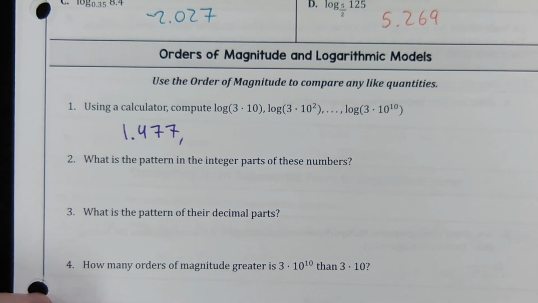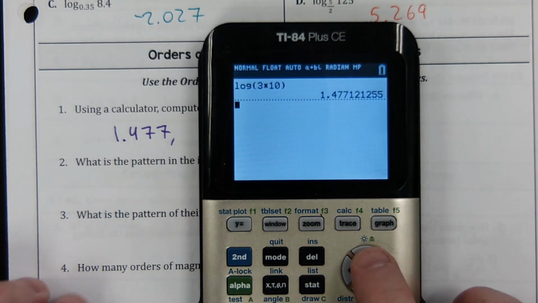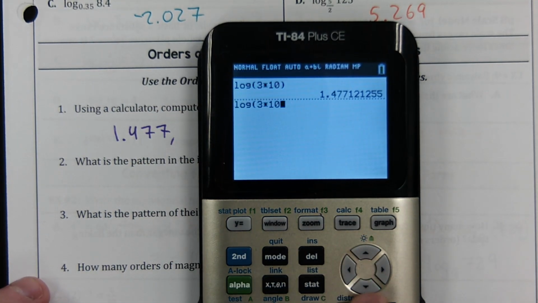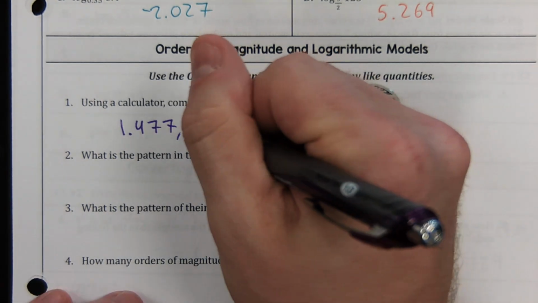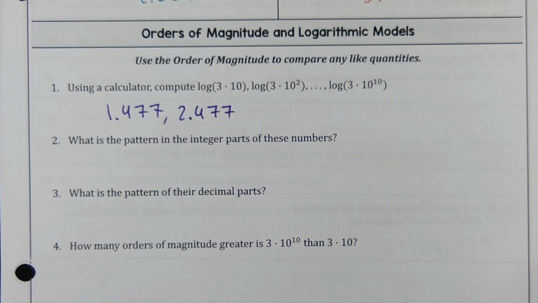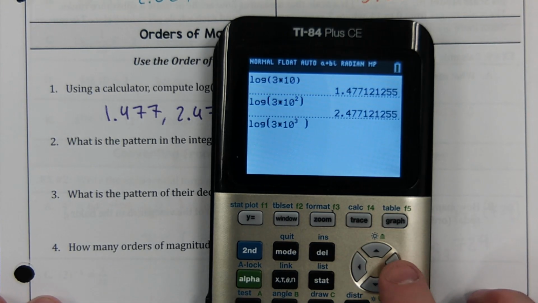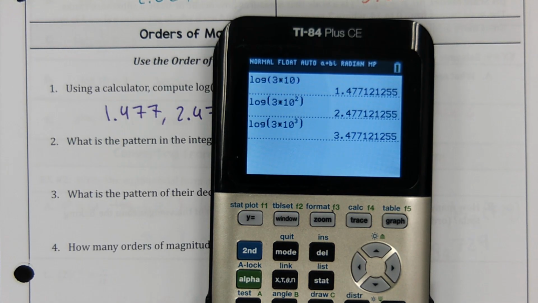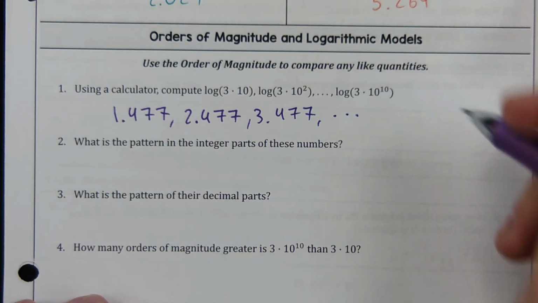I wonder what's going to happen when I do log of 3 times 10 squared. Let's see what I get. 2.477. It went up by 1. Exactly 1. You know, just to see if it was a fluke, I'm going to do log of 3 times 10 to the third real quick and just see what happens. Oh my gosh. 3.477.